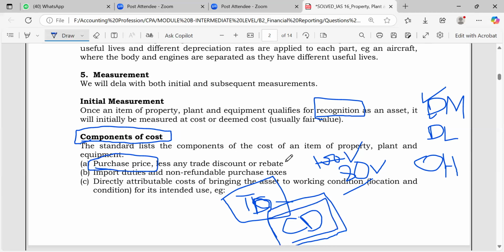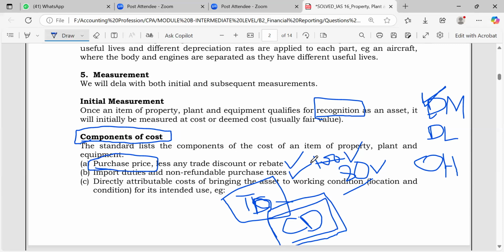That's number one. At that point, we have spoken of material. You need to know what you already have in your mind to proceed. Then import duties and non-refundable purchase taxes. Now here we presume that you have bought something outside the country, right?